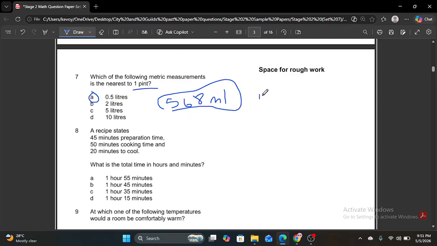Let me write it. If 1,000 milliliters is equal to 1 liter, and we have 568 milliliters, then that would be a little bit over half a liter. So the closest to 1 pint would be 0.5. All right, moving right along.